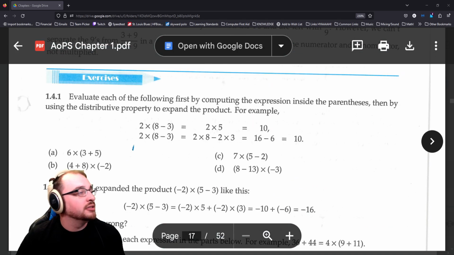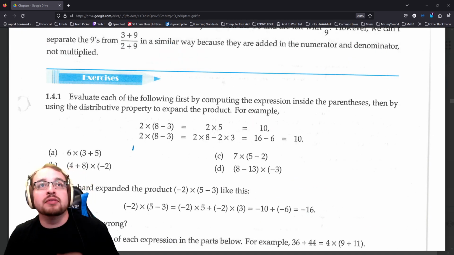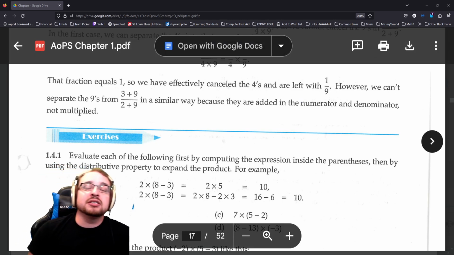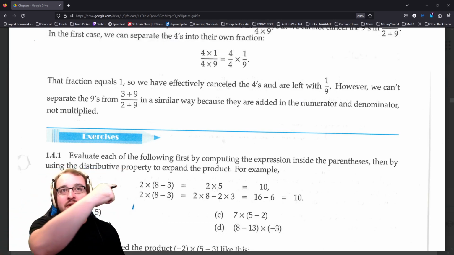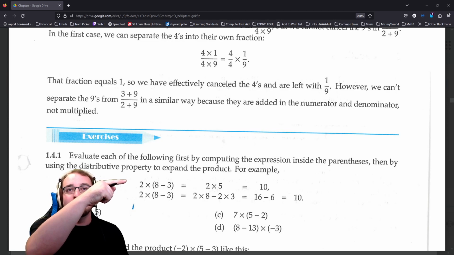Here we are. So right here at the top, it says we've got two examples. So example 1, you can see, right there, I'm mirrored right here. The top one does the parentheses first. 8 minus 3 is 5, right? And they get 10 when they multiply 2 times 5. Here, they distribute the 2.